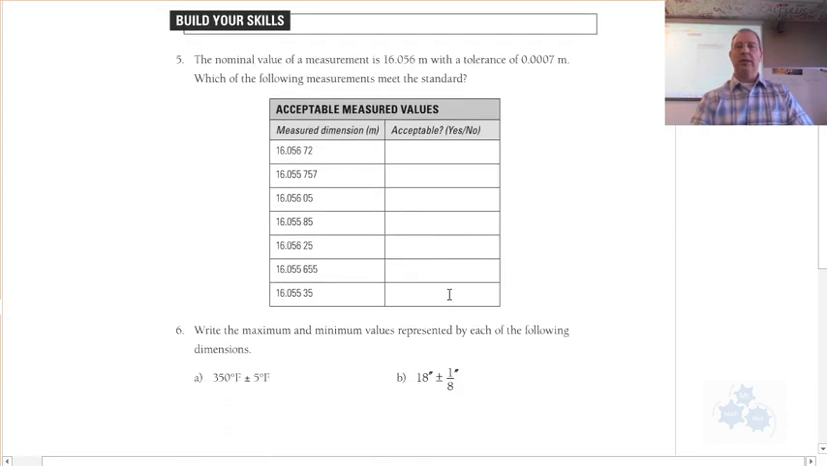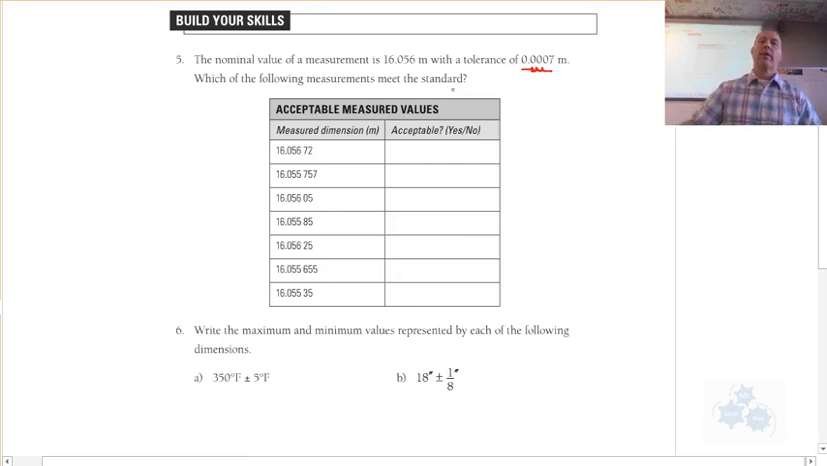Let's do a build your skills, okay? So the nominal value of a measurement is 16.056 meters with a tolerance of 0.0007. That's 3 zeros and 7. So which of the following measurements meet the standard?